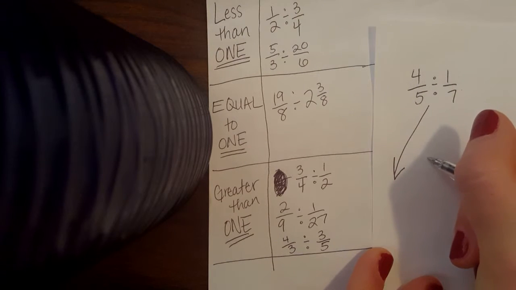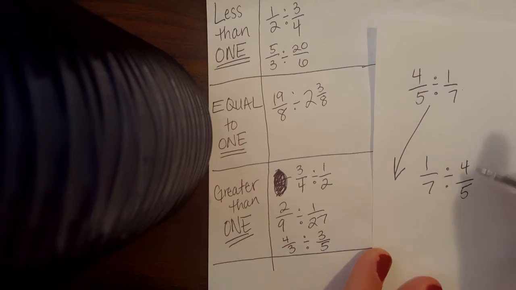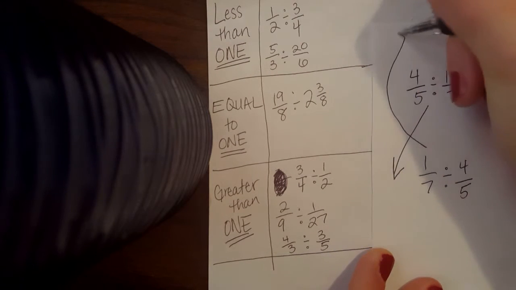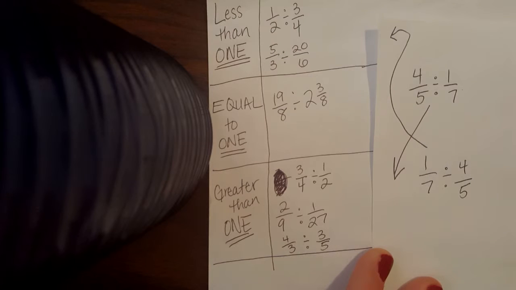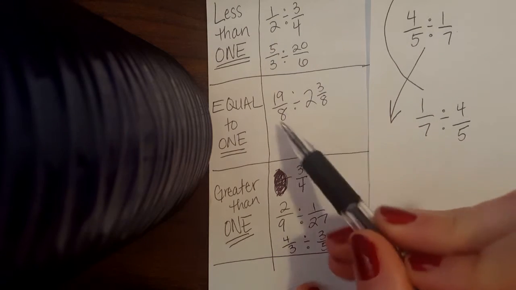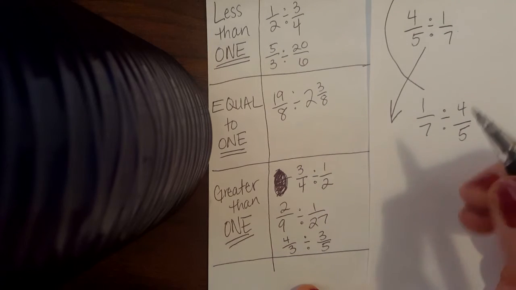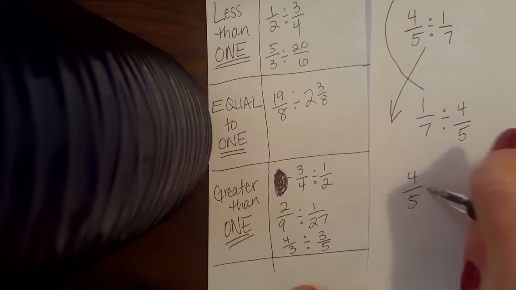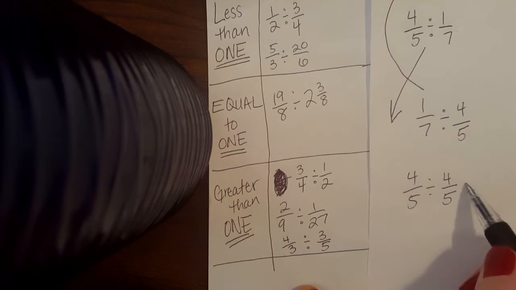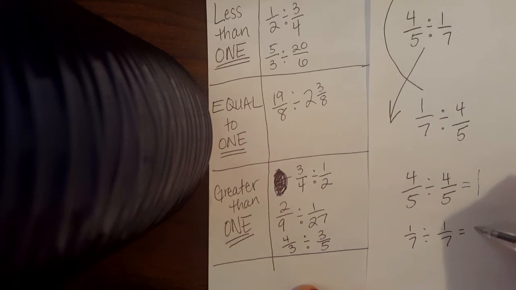Then let's say we just flipped it around and said 1/7 divided by 4/5. Now our divisor is greater than the dividend, so less than 1 whole of this 4/5 will fit into 1/7. So that one goes into the less than 1 category. And you can come up with any fraction division problem that would fit into the equal to 1 category by just taking a fraction and dividing it by itself. So I could take 4/5 divided by 4/5, and that is equal to 1. I could take 1/7 divided by 1/7, and that is equal to 1.